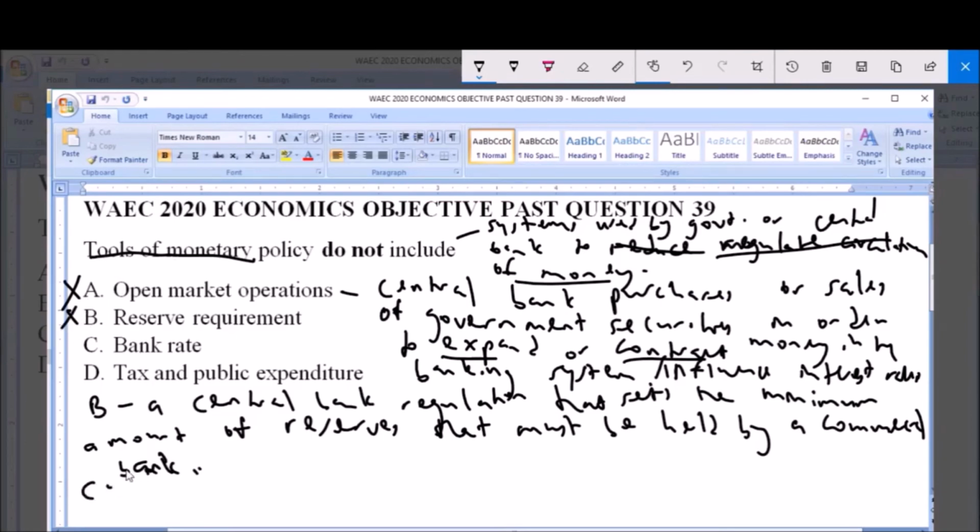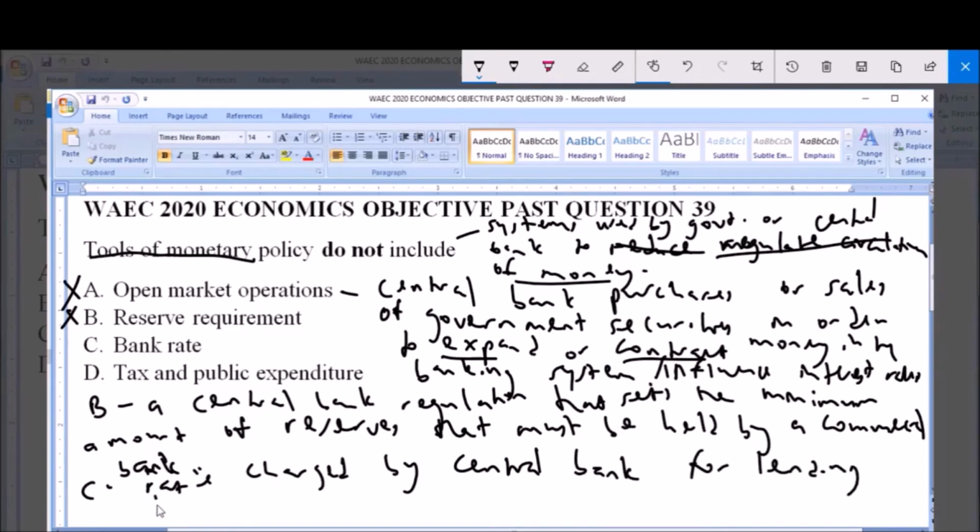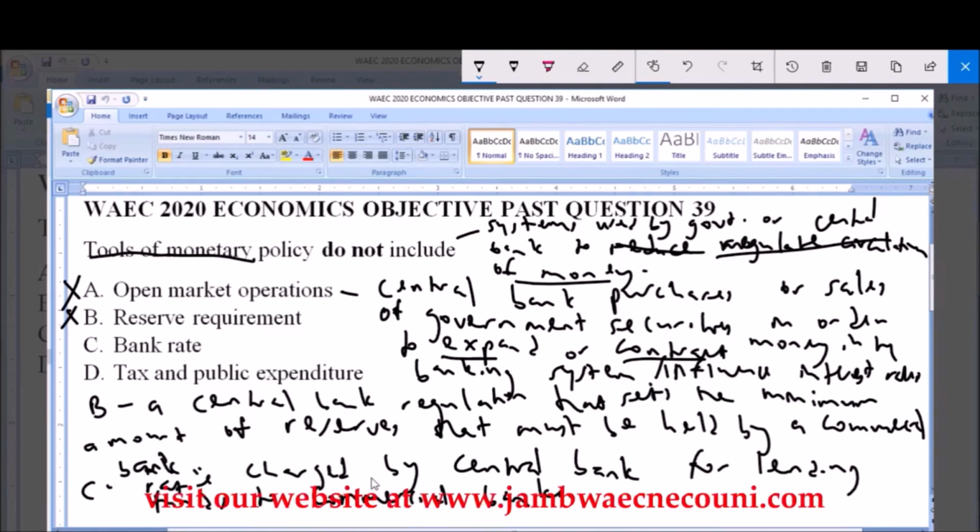Now option C says bank rate, and bank rate is the rate charged by central banks or the central bank for lending funds to commercial banks. And once again, it is used to regulate also this amount of money in the banking system. So it is a tool of monetary policy and it's not the answer to the question.